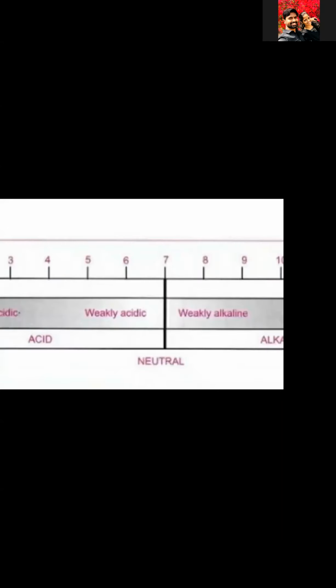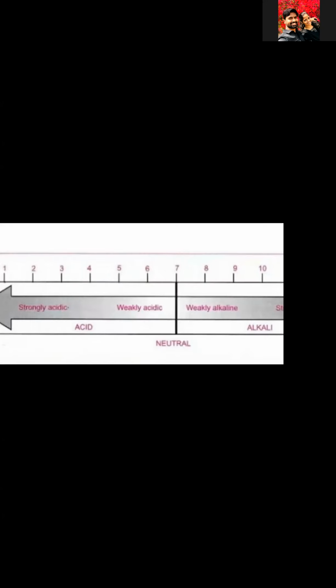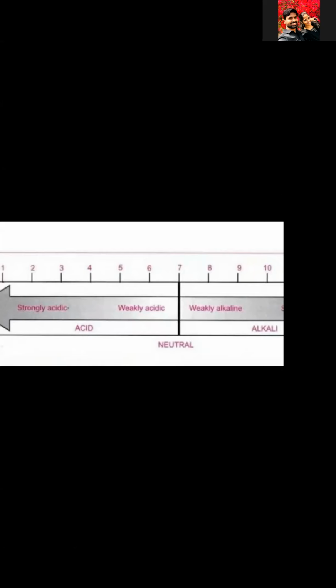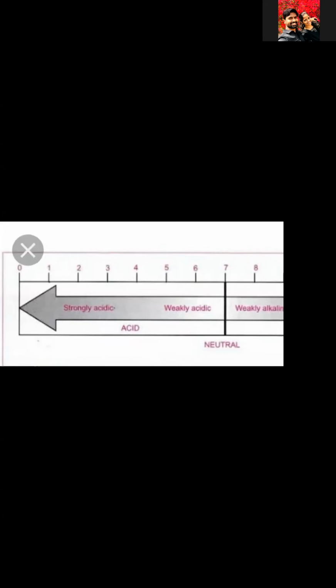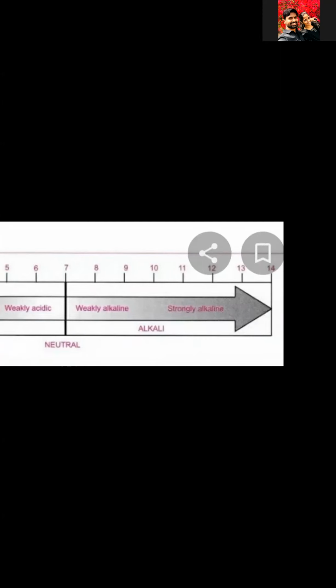See here, it is clearly... everyone draw this picture in your notes. See, 7 indicates that it is neutral, and 6 below 7, that is 5, 6, indicates that it is weakly acidic. Whenever the number decreases from 7 to 0, it indicates that the solution is strongly acidic or highly acidic. See, from 7 the basic nature starts.